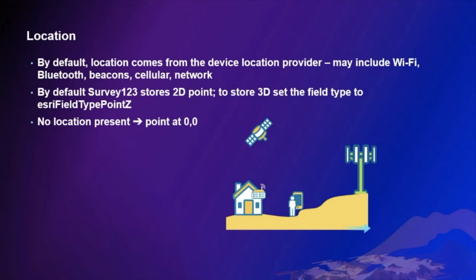Because all feature layers require a geometry, if you do not have a location and submit your survey, a default location of 0,0 will be recorded.